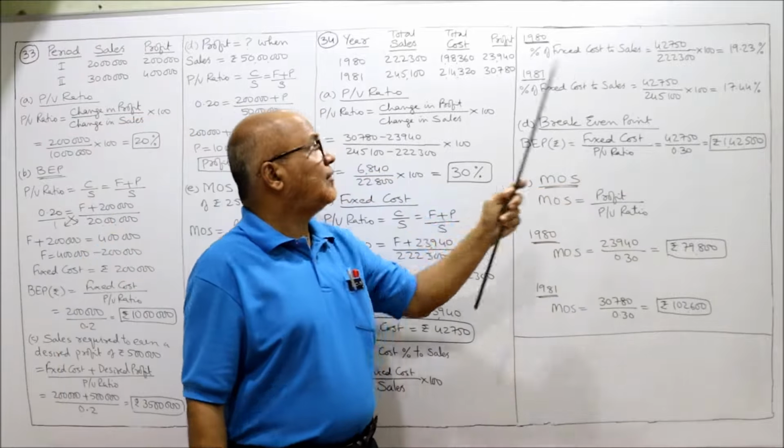Now we have to attempt each question one by one. The first question is PV ratio. The PV ratio formula is change in profit by change in sales into 100. Now carefully you see, change in profit. Don't think that minus 10,000 plus 10,000 will get cancelled, remaining 0. Normally students will think like this. It's wrong. It is asking you how much profit has changed from the first year to the second year.